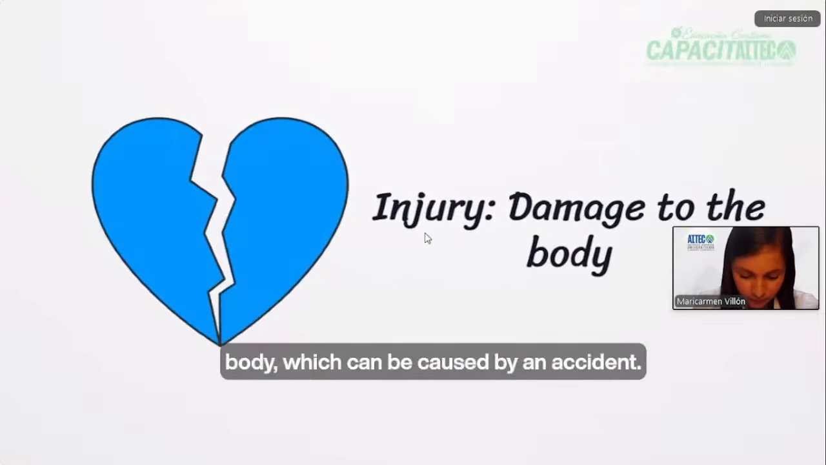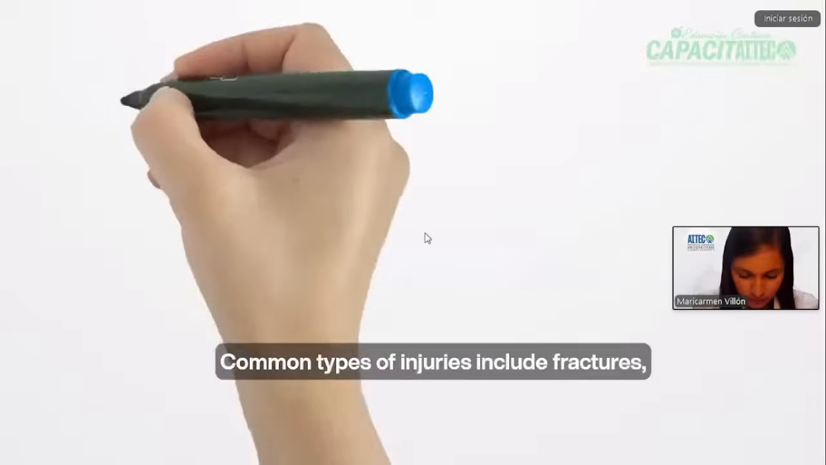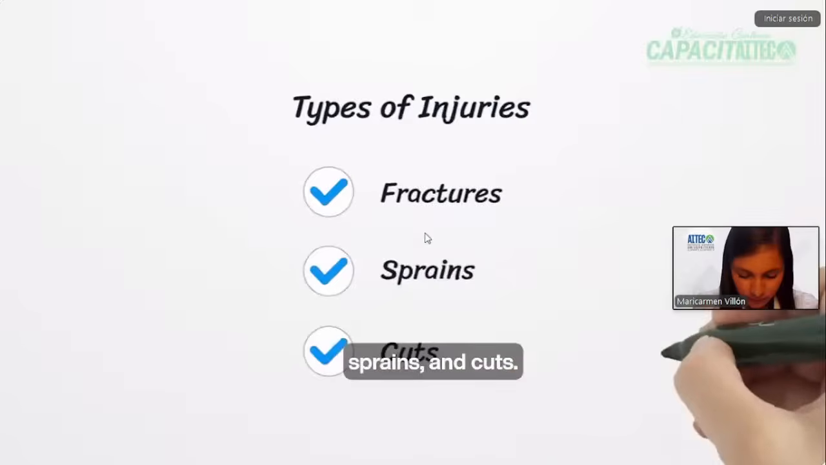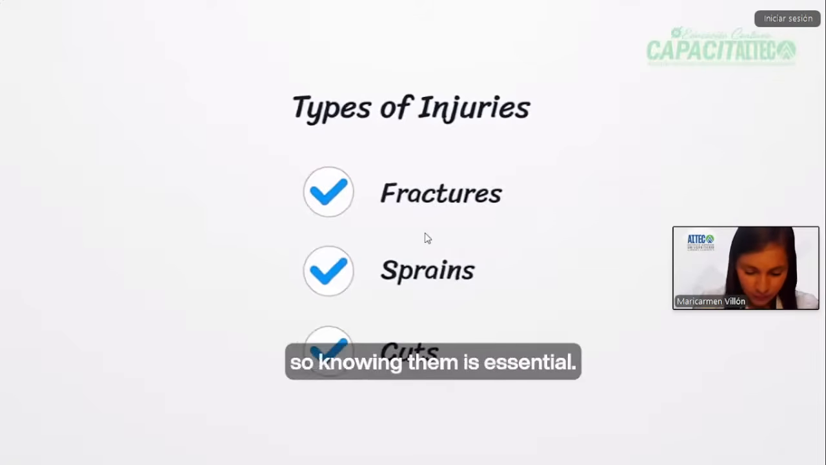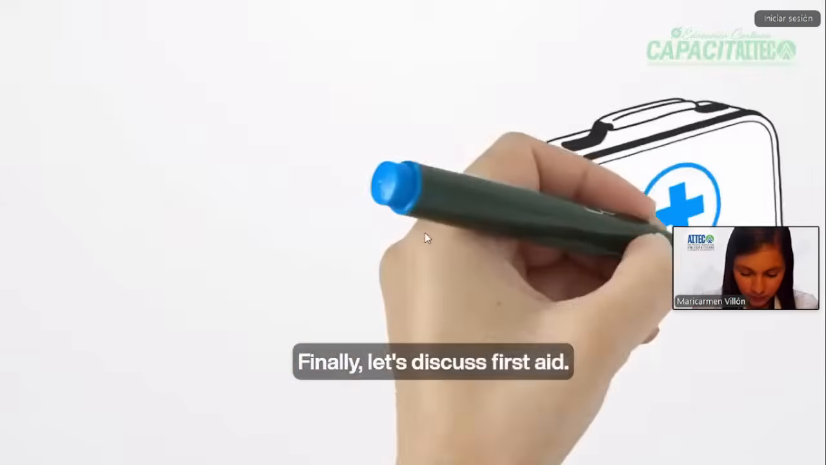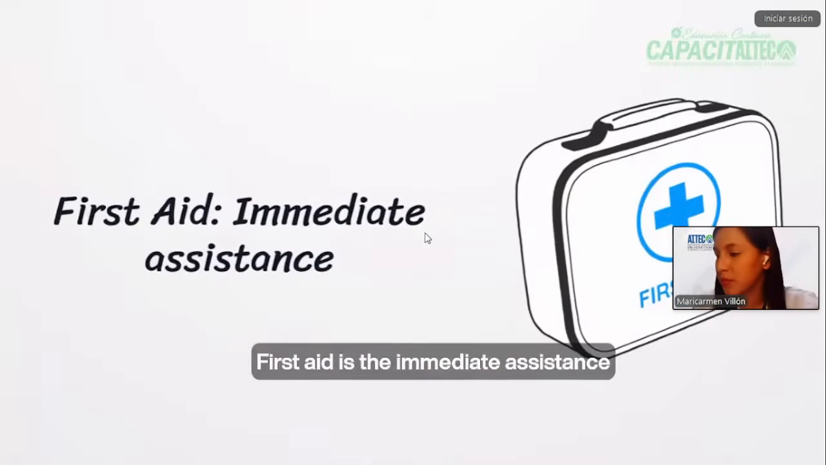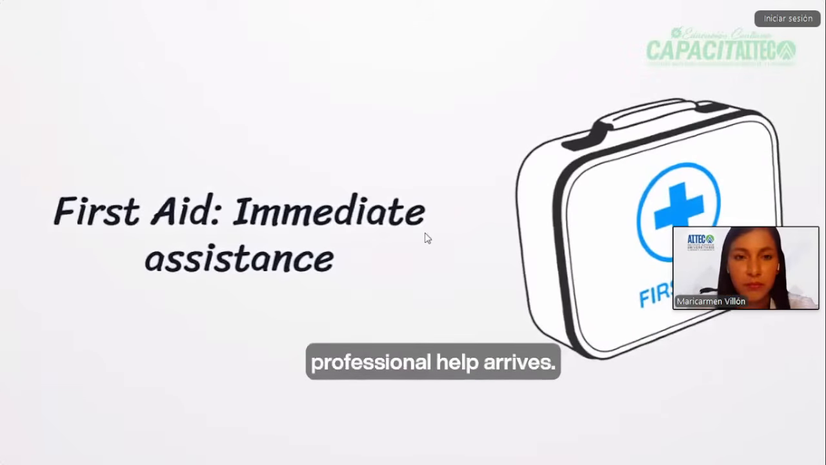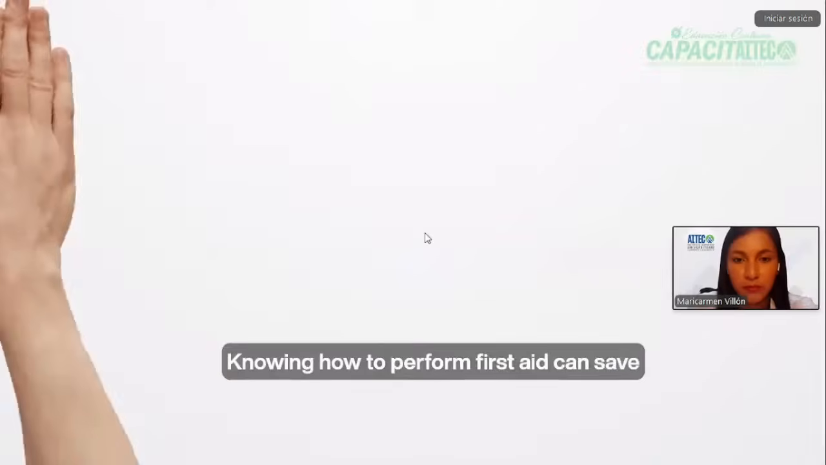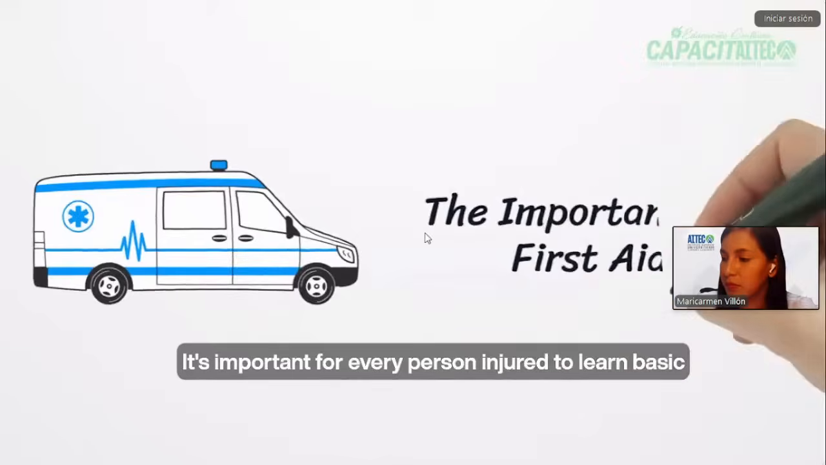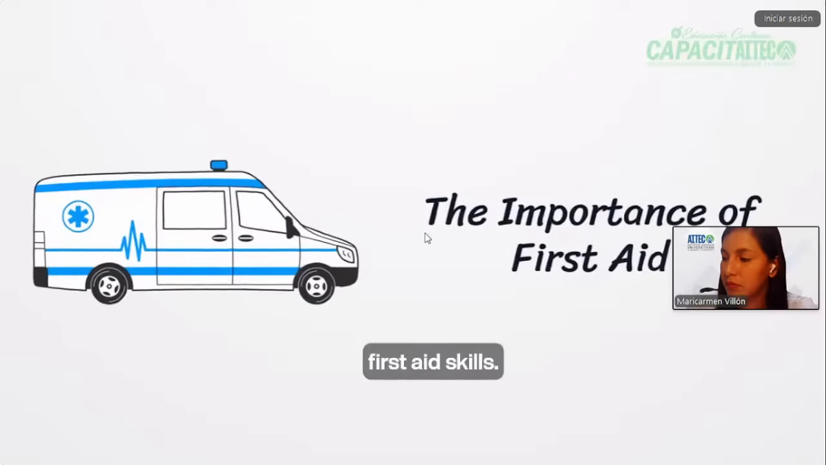Next, we have injury. An injury is damage to the body, which can be caused by an accident. Common types of injuries include fractures, sprains, and cuts. Each has its own treatment, so knowing them is essential. Finally, let's discuss first aid. First aid is the immediate assistance given to someone injured before professional help arrives. Knowing how to perform first aid can save lives. It's important for everyone to learn basic first aid skills.